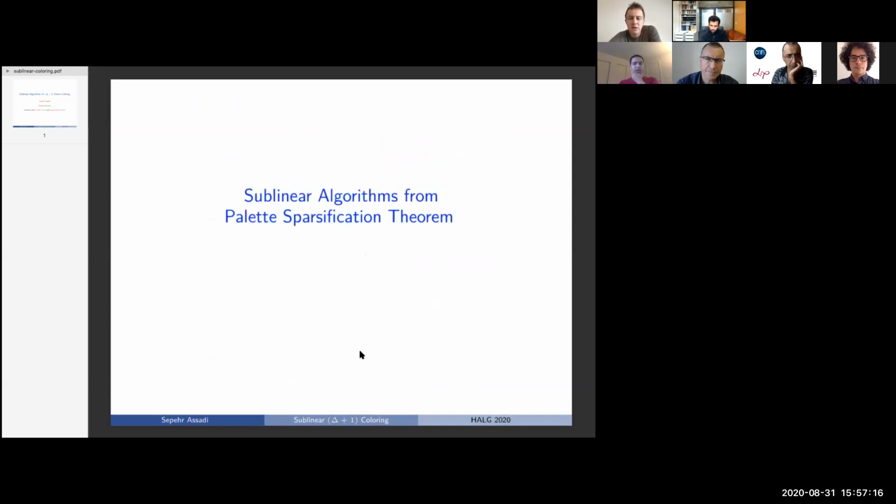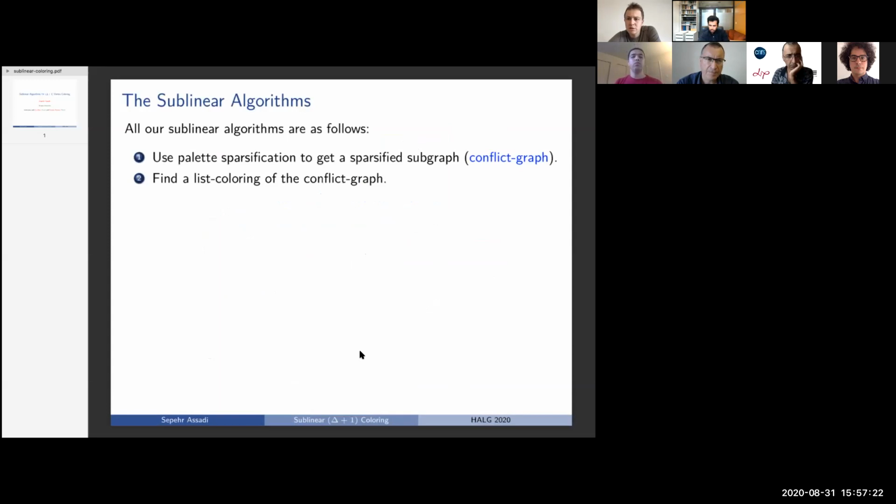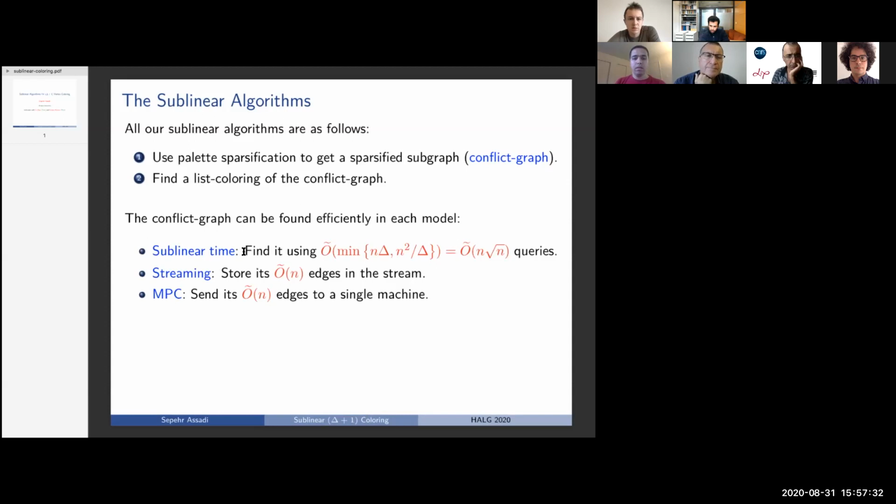So basically that's the proof for palette sparsification. And now let me move on to quickly tell you how the sublinear algorithms work. All of our algorithms are just using that meta algorithm I told you. We find this conflict graph and then we list color the conflict graph. Let me not get into it, but it's very, very easy to find the conflict graph in all of these models. If you think about it, you can just do it on your own pretty quickly.